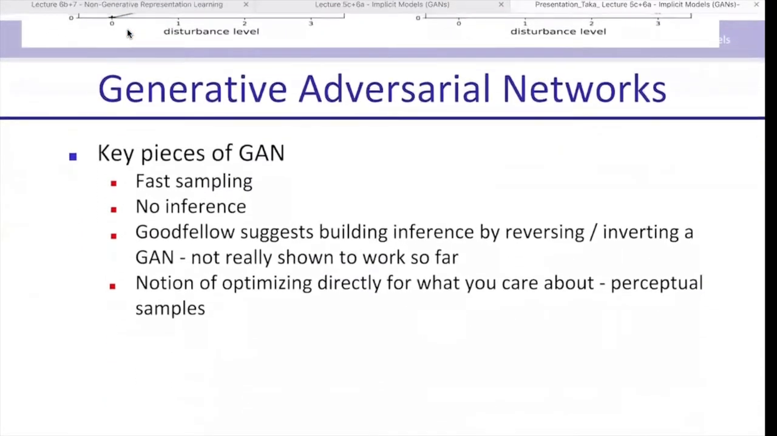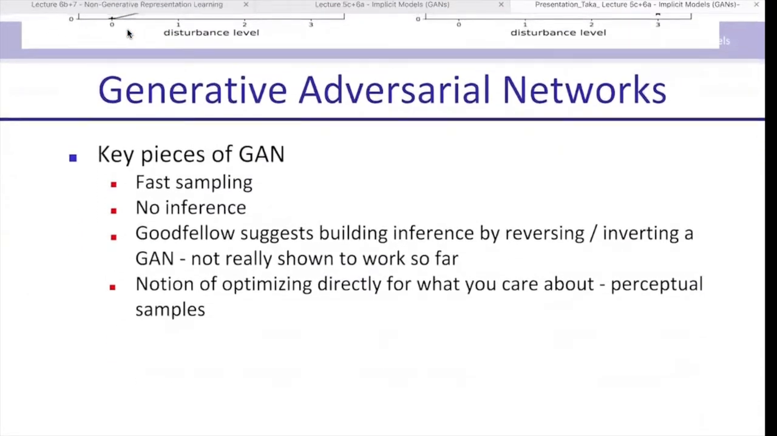So, let me wrap up my session. The takeaways of GANs are that we can do fast sampling and no inference, and we don't estimate an explicit density function, but we can get fast and hopefully better samples. Goodfellow suggests building inference by doing some reverse engineering, but the lecturer was saying nobody has done this kind of work yet. That's all from my part.